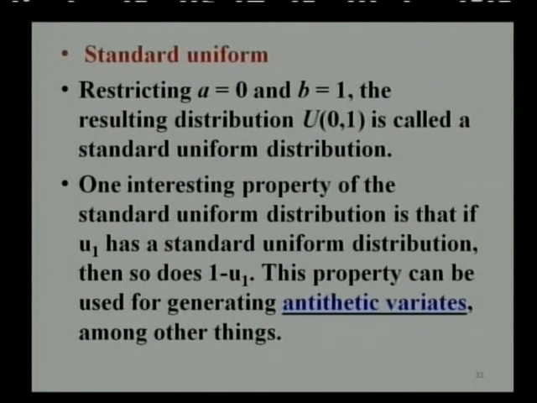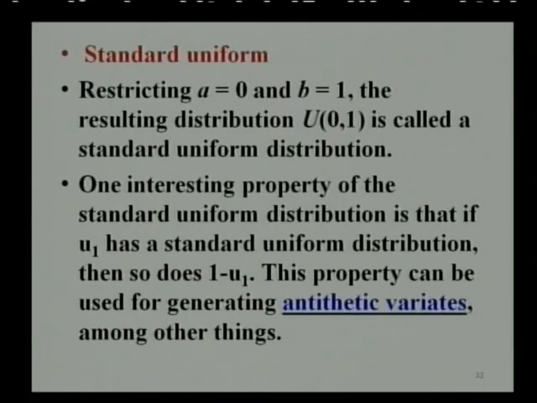So taking a equal to 0, that is, the lower limit of the rectangular or general uniform distribution is 0 and the upper limit is 1, then the resulting distribution, a special case of the generalized uniform or rectangular distribution, will give us the standard uniform distribution, and its density function is always equal to 1.